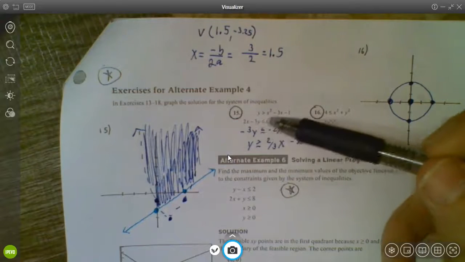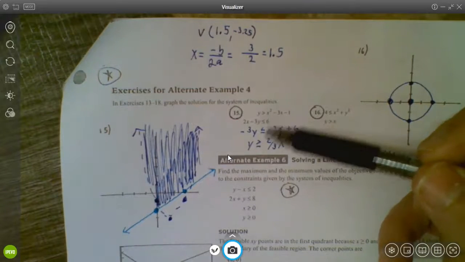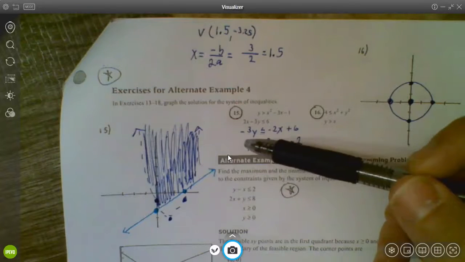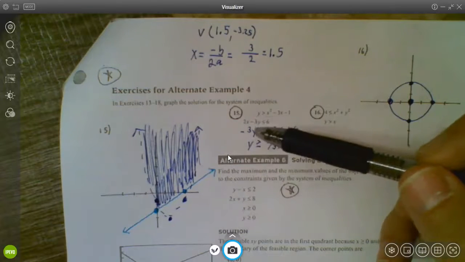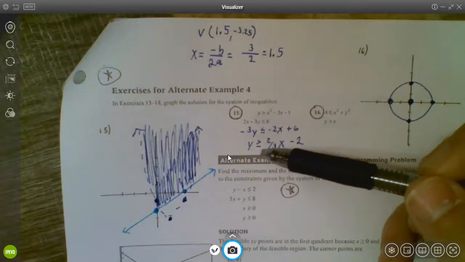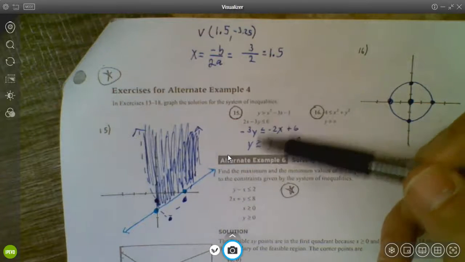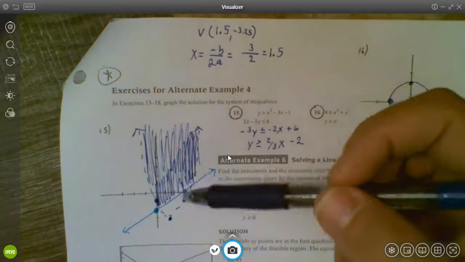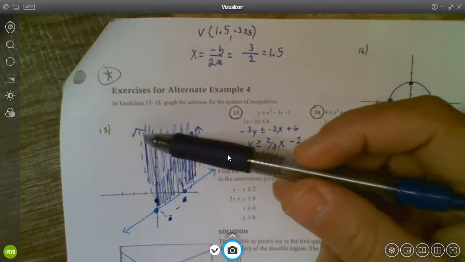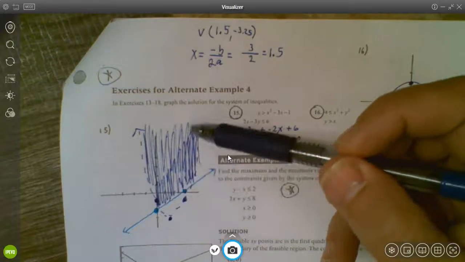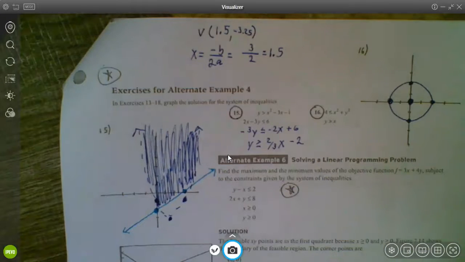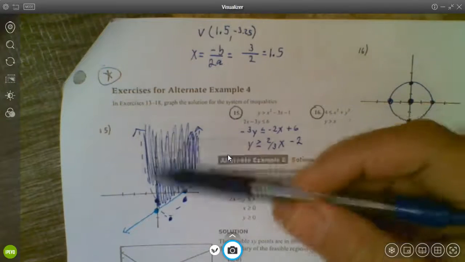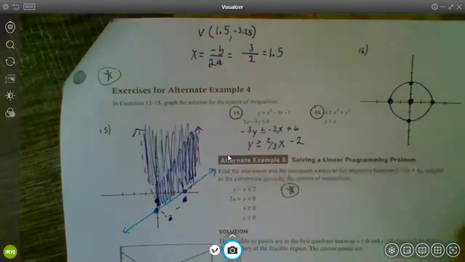As far as the line goes, just basic line stuff. I just got y by itself so that it looked like this. Don't forget, when you divide by a negative, it does flip your sign, so this became a greater than sign. So these were both greater than. The parabola was greater than, and the line was greater than, so both of them were being shaded in the upward direction. Again, I only kept the portion of my shading that belonged to both graphs. They both got shaded upward above, and so I'm only shading the piece that belongs to both.